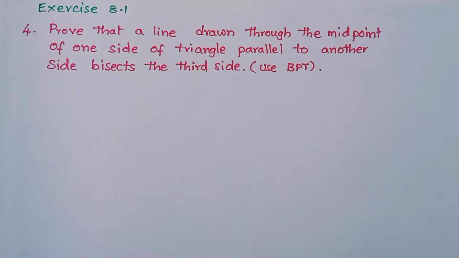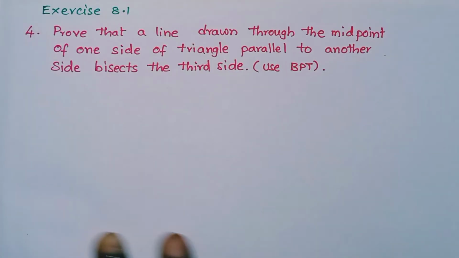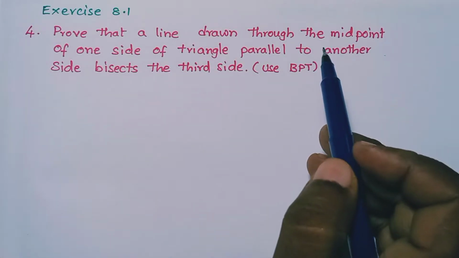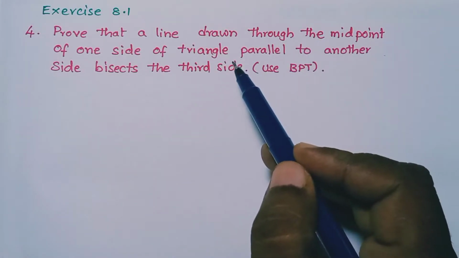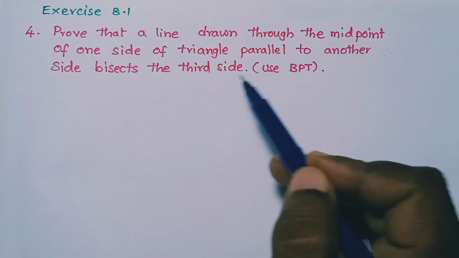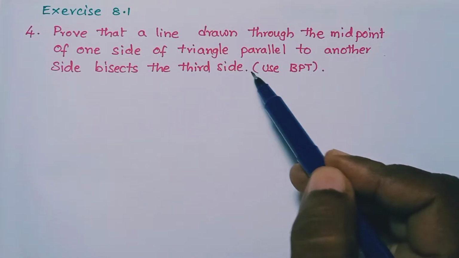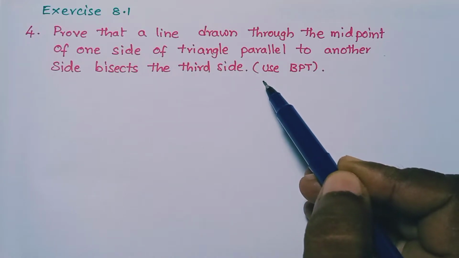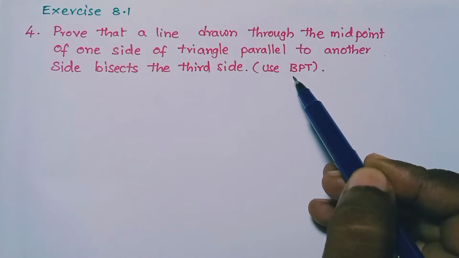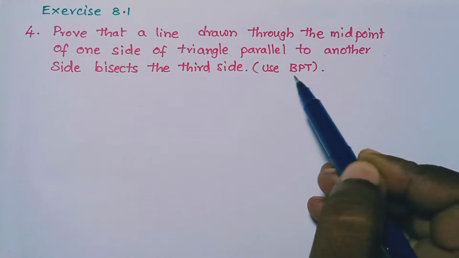Fourth problem in the exercise 8.1. Prove that a line drawn through the midpoint of one side of a triangle parallel to another side bisects the third side. To show this statement, we have to use the basic proportionality theorem.